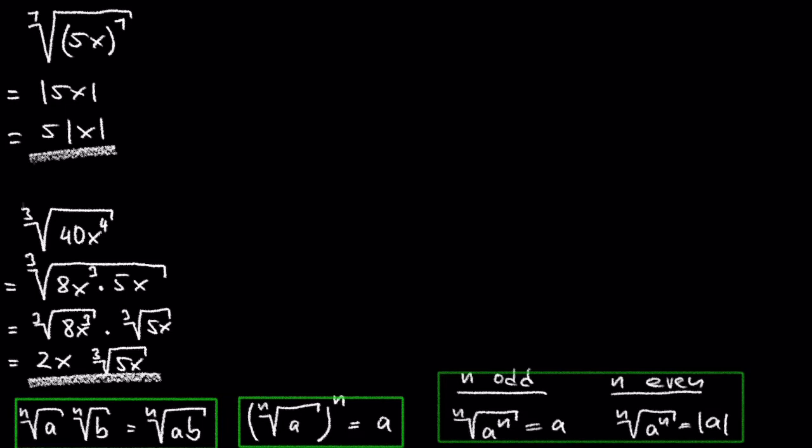What about the third root of negative 56x raised to the power of 6? Feel free to pause the video and try this on your own. Again, first try to find the largest cube factor, which is negative 8x cubed. Also, we have x cubed. And the leftover factor is 7.